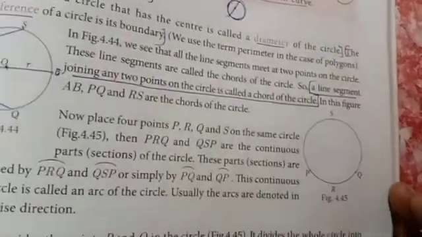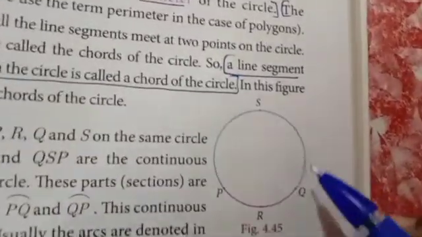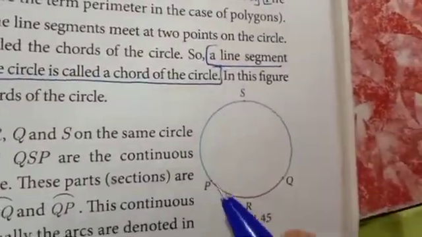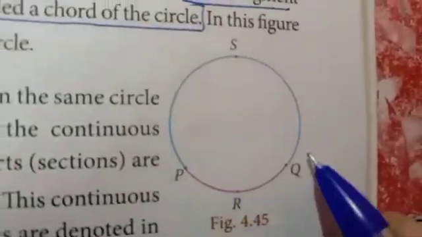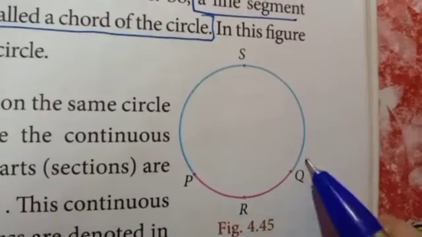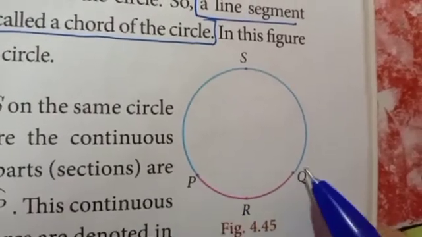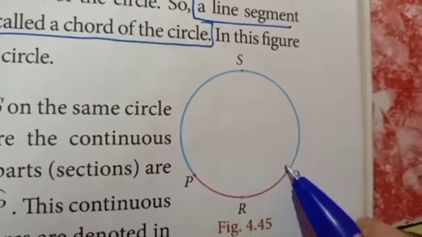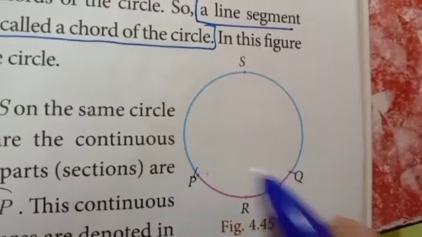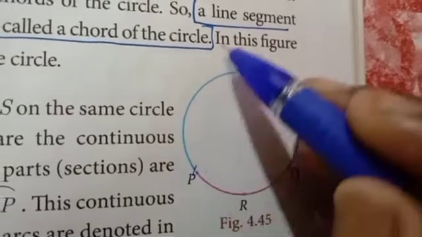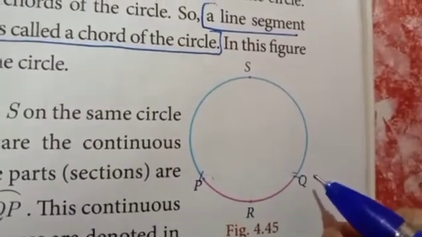Okay, students, you have to observe this picture. We have some points on the circle: P, Q, R, S. The part denoted here in red is called a curve, or arc. It is the smaller arc. The blue part is the larger arc.